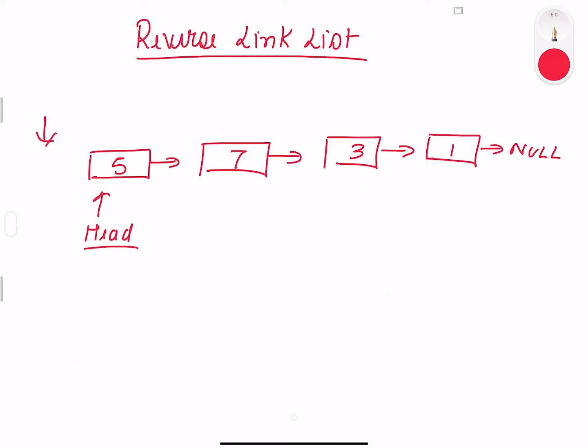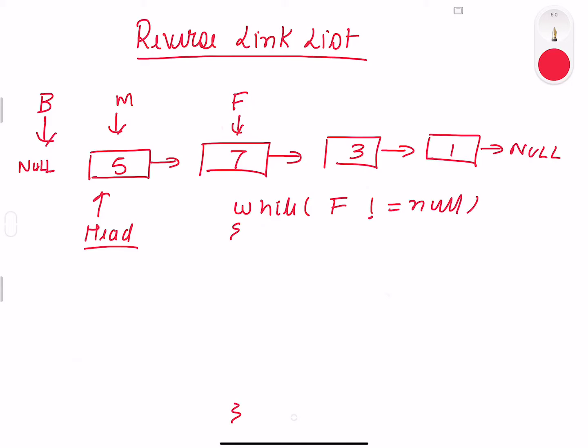One will be the back, which will be pointing to null, the second one will be the middle, which is pointing to the head, and the third one would be head.next, which is the front one. So we'll go in a while loop while the front is not equal to null.